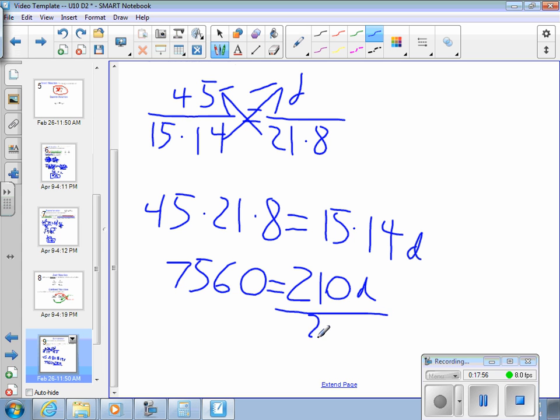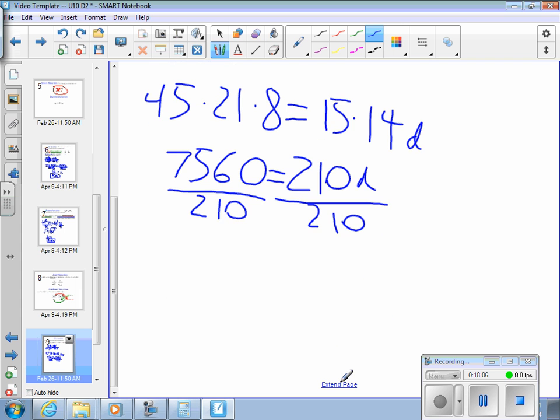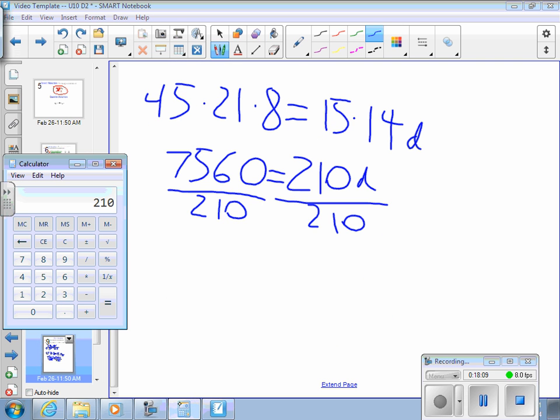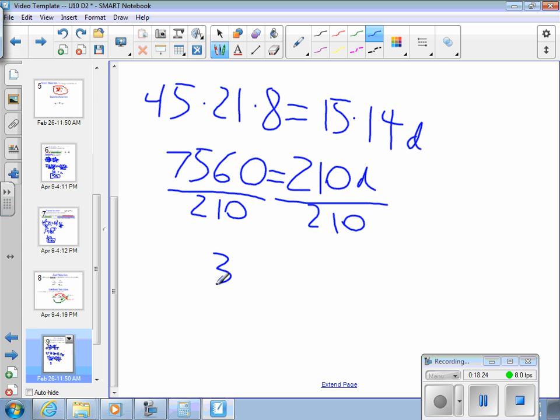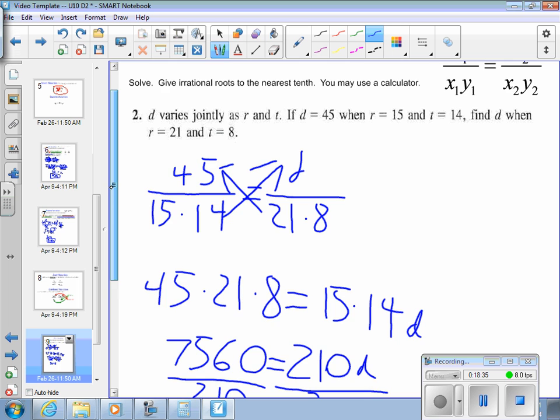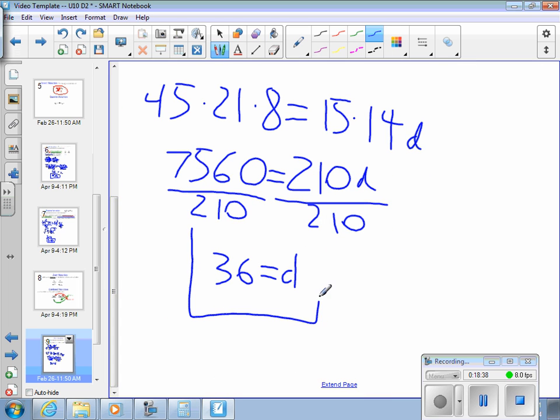So now I need to divide both sides by 210. We'll pull out our calculator here now. So 7560 divided by 210 equals 36. So D equals 36. Now let's take a look back here. Were there units to worry about? No, there were not. So there is my answer.